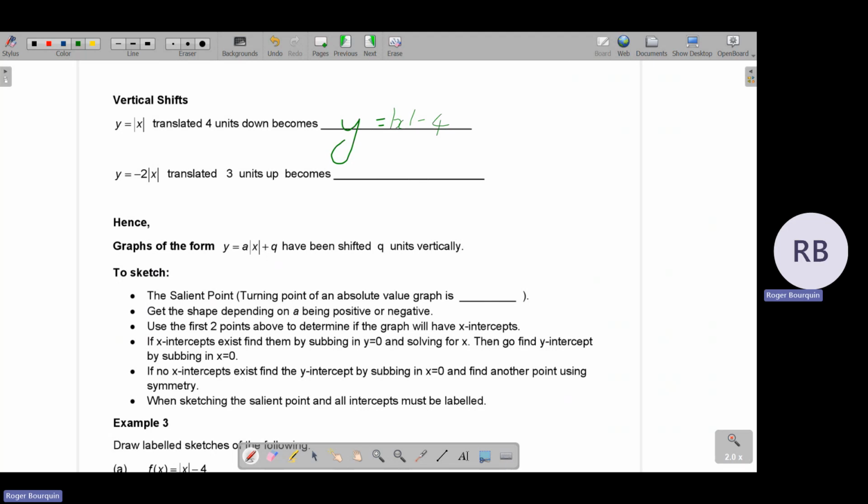Okay, right. So this one over here. The next one. Y is equal to negative 2 root x translated 3 units up. So all you're going to do is what, guys? Good, add 3 to the end.